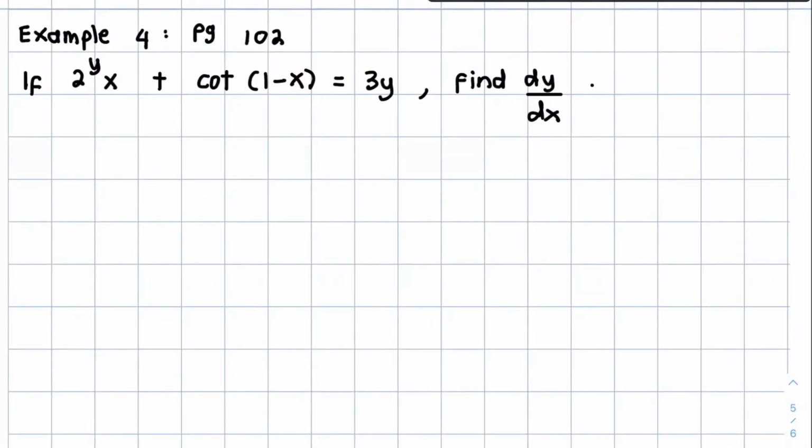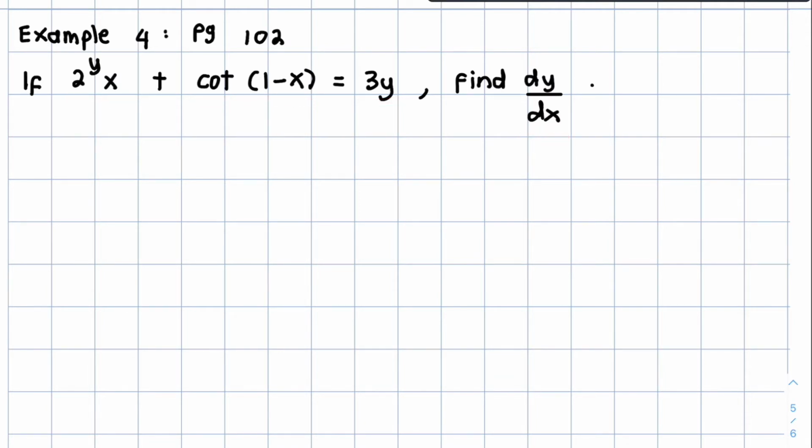Alright, now let's look at this example. This example is example 4, page 102, where this one is involving the exponential function. If you are given 2^y x plus cot(1 - x) equivalent to 3y, and they ask you to find dy over dx.